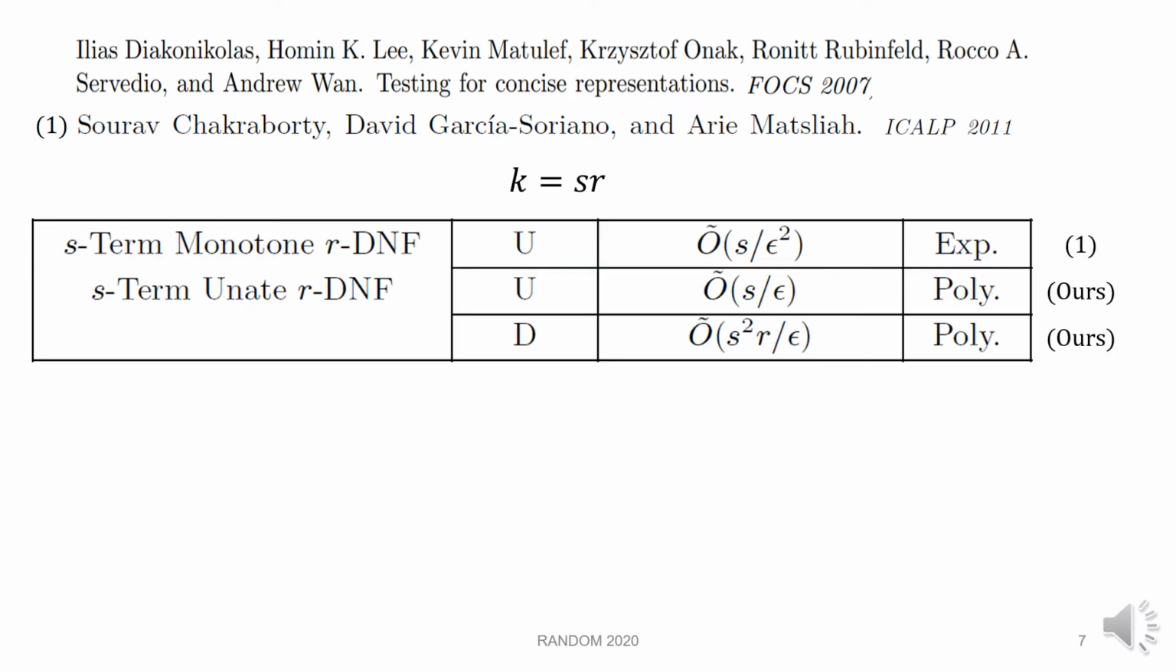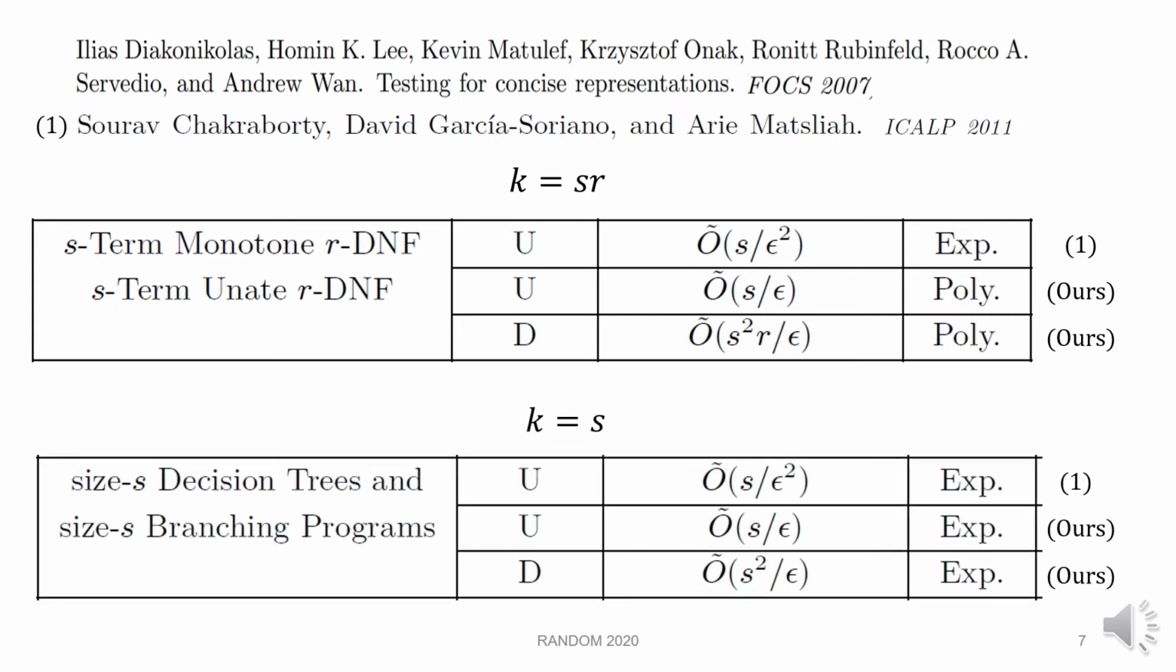We give some of our results. So for a monotone DNF with at most S terms, and each term is of size at most R, the best tester known was under the uniform distribution with this many queries and exponential time. We gave a polynomial time tester under the uniform distribution with optimal query complexity and a distribution-free tester with query complexity independent of n.